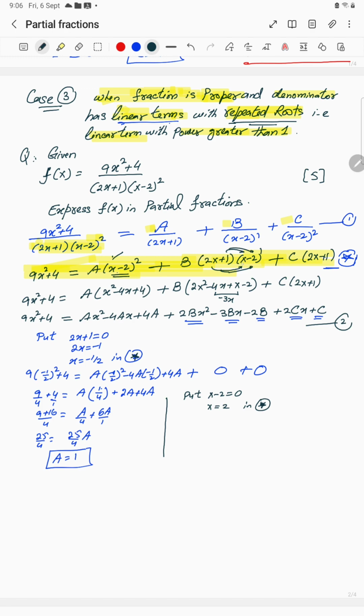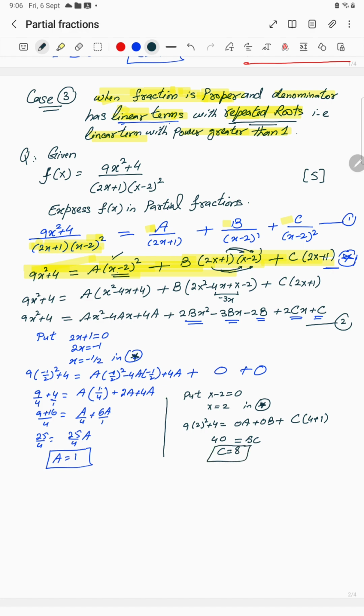b will also be eliminated because 2 minus 2, the second term of b, is 0. And on the left side we will get 9 into 2 square plus 4 is equal to 0a plus 0b plus, you can see only c will be left, that is 2 times 2 plus 1, which is 5. So 5c equal to 36 plus 4, which is 40, so c is equal to 8.